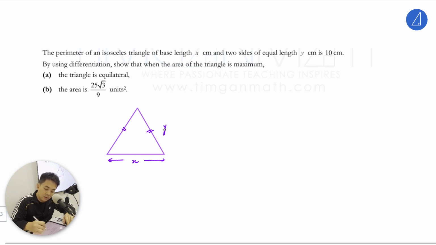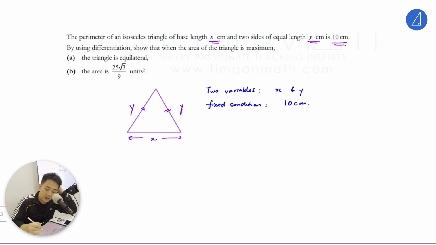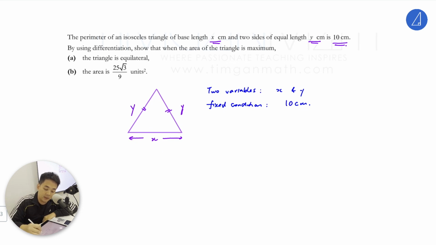So these are two variables, right? The two variables are x and y, related by the perimeter here. So the fixed condition is the perimeter. So we can relate them. So step number 1, you identify already. You relate them by using the perimeter. So it's x plus 2y equals to 10.